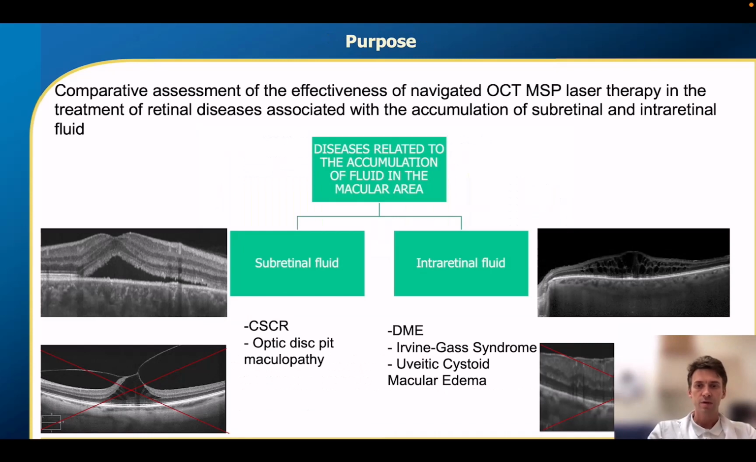Using the Navilas Prime device, we conducted research to comparatively evaluate the effectiveness of navigated OCT micropulse laser therapy in the treatment of retinal diseases associated with the accumulation of subretinal and intraretinal fluid. We included patients with sub- and intraretinal fluid in the study, dividing them into two study groups.